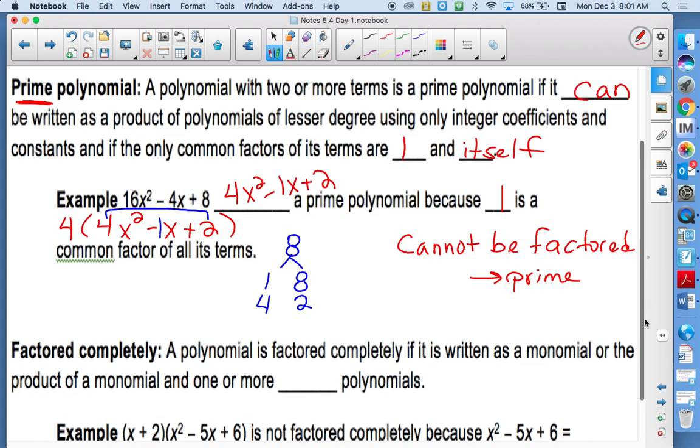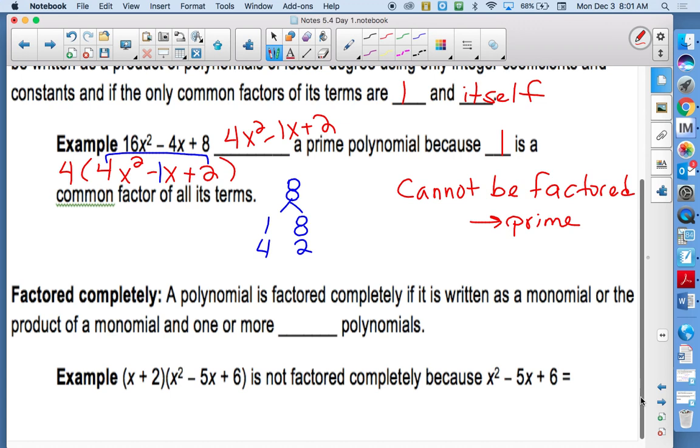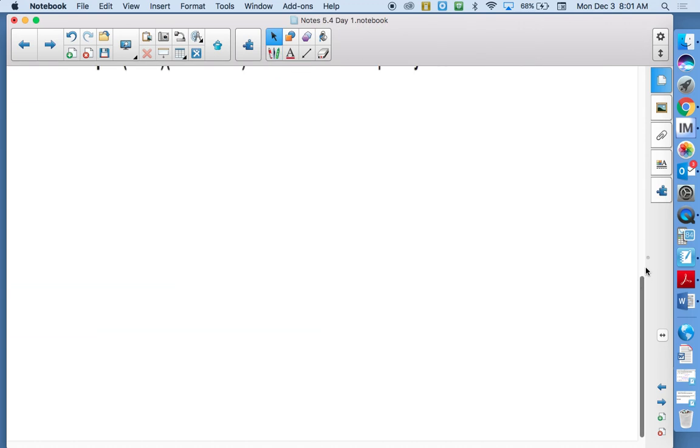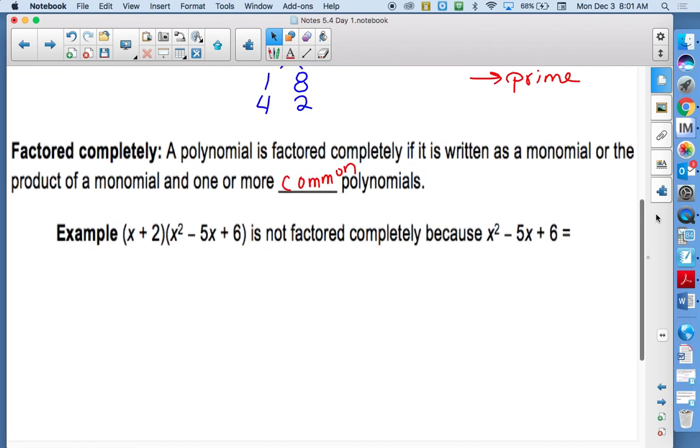We're going to talk about factoring things completely. So we want to make sure that terms are broken down as far as they can go. A polynomial is factored completely if it's written as a monomial, one term, or the product of monomials and one or more common factors, or common polynomials. Not factored. If you look at the example underneath, we have x plus 2, and then x squared minus 5x plus 6. This is not factored completely because of x squared minus 5x plus 6.